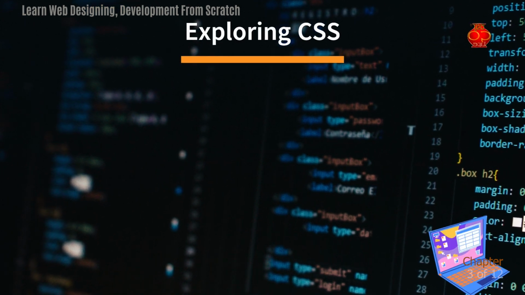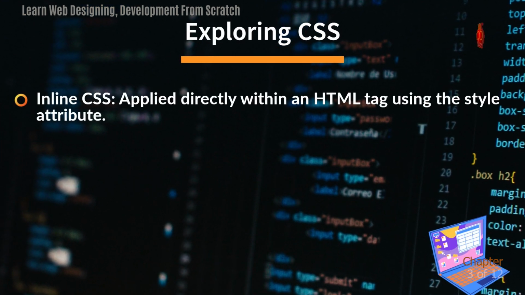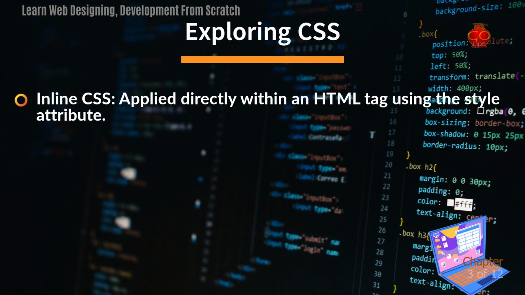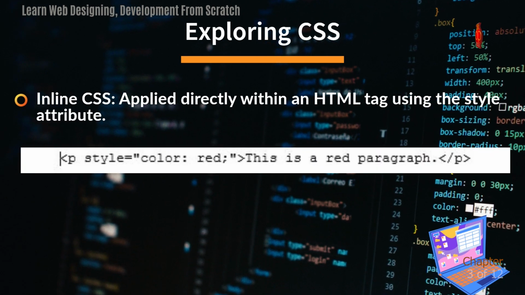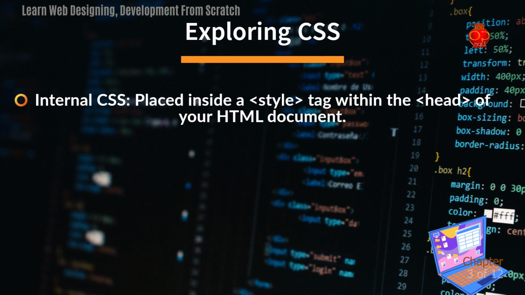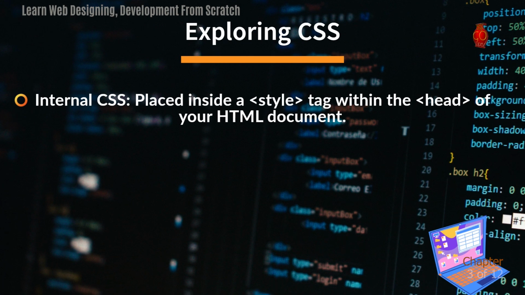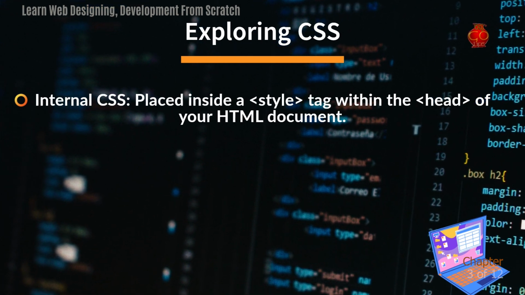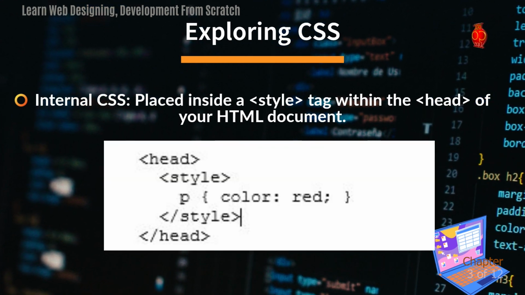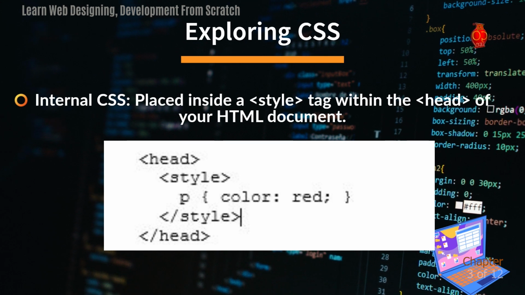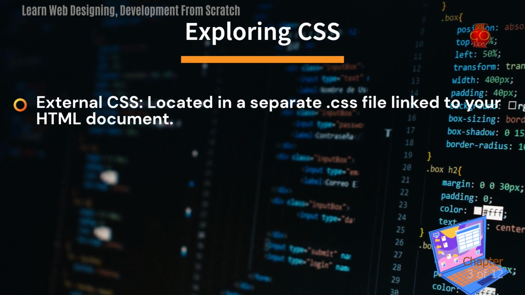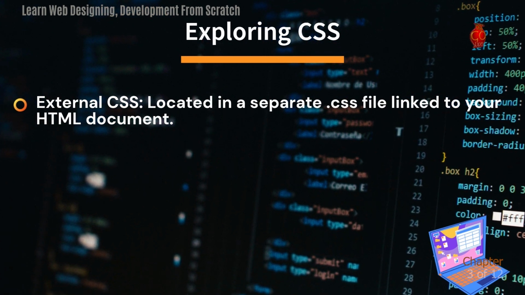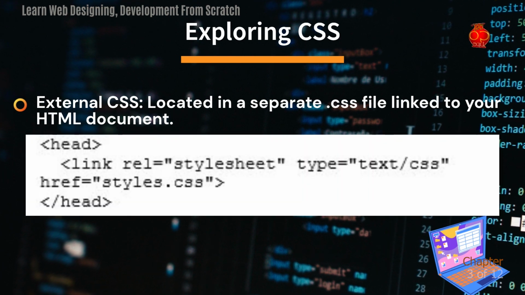There are three ways to add CSS to your HTML. Inline CSS, directly within an HTML tag using the style attribute. Example. Internal CSS, within a style tag inside the head of your HTML document. Example. External CSS, in a separate CSS file linked to your HTML document. Example.